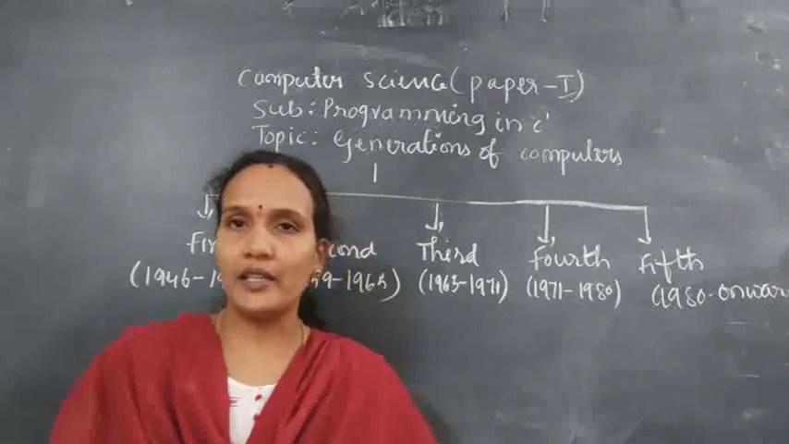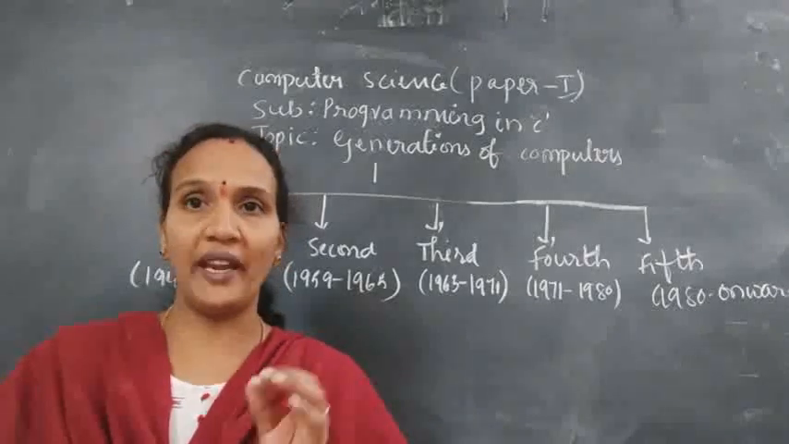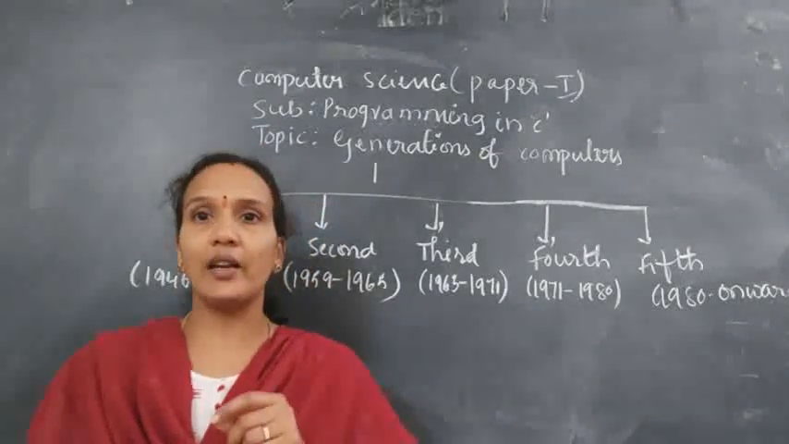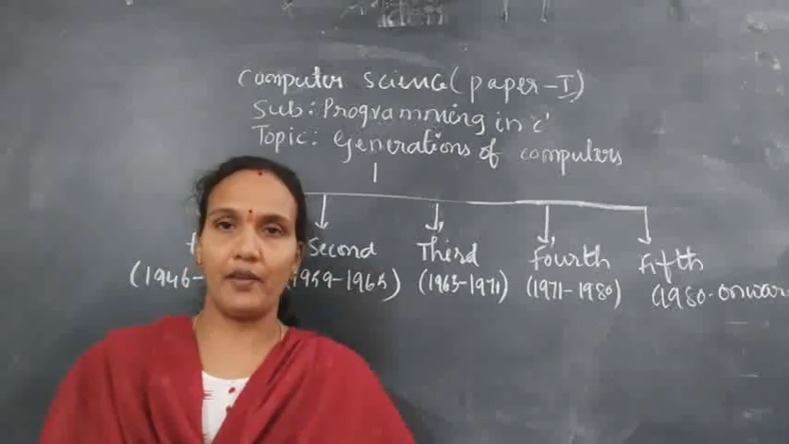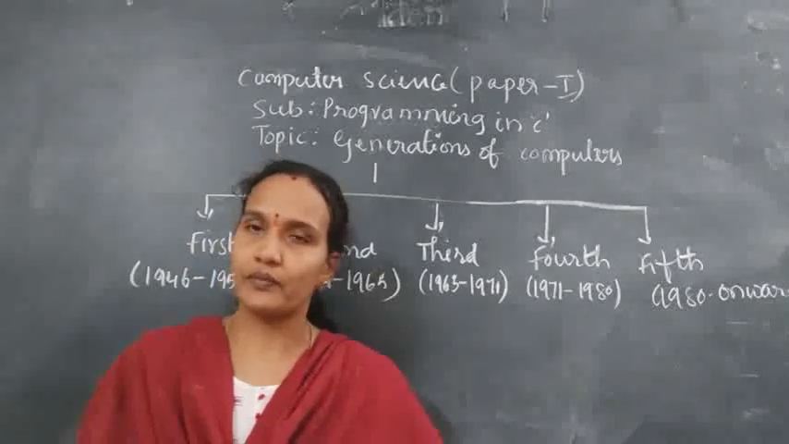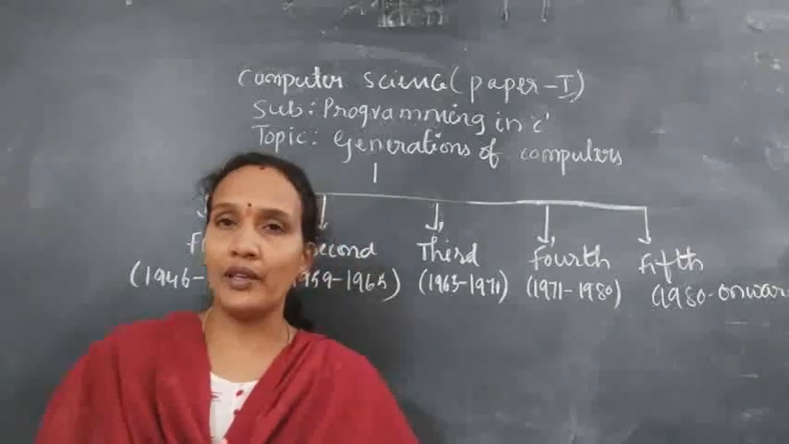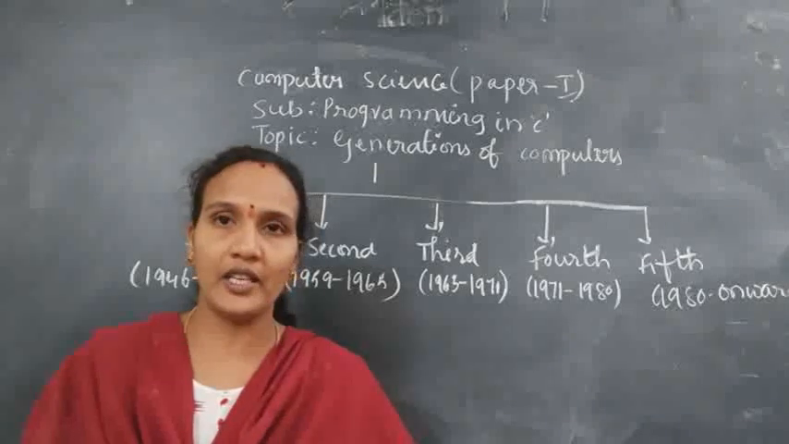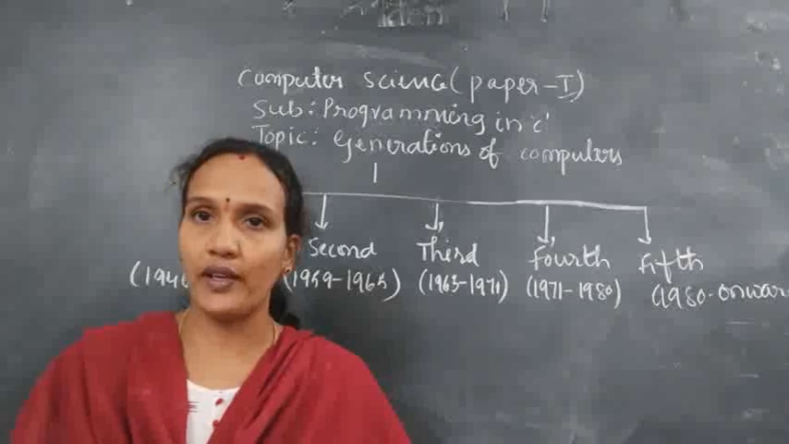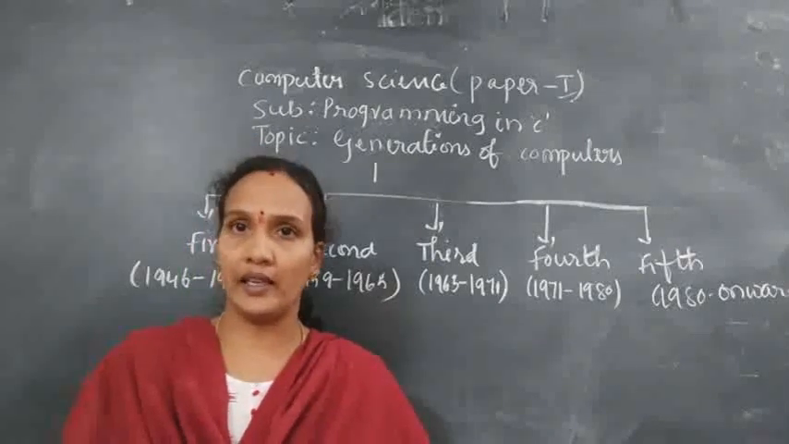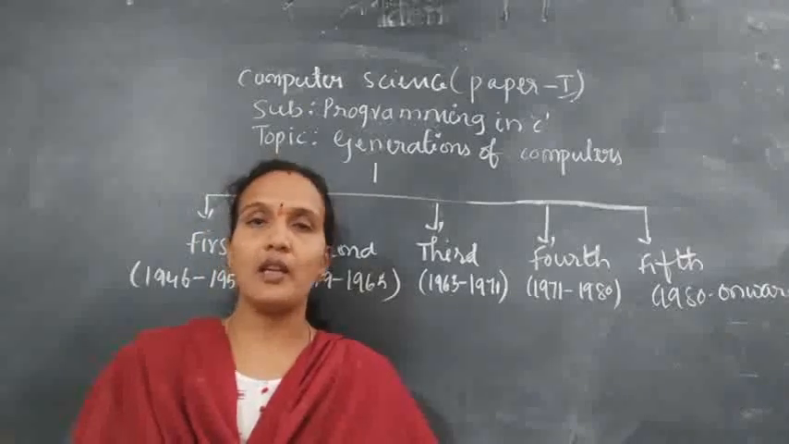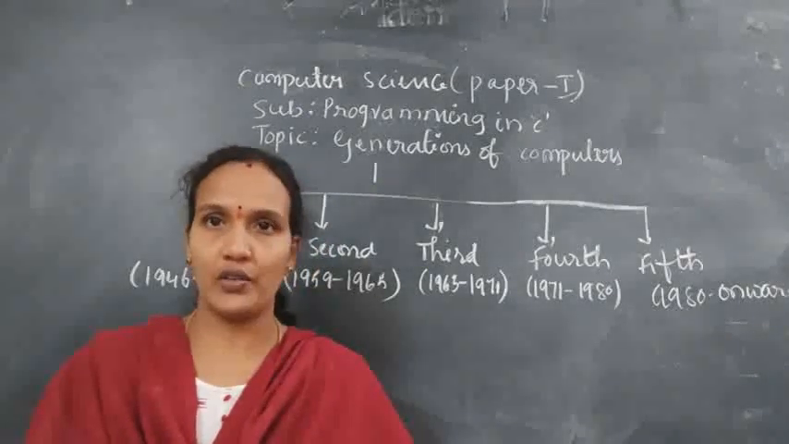It is based on the technical advancement, the technical development in that particular period. Based on that, we have 5 generations of computers. Understood, all of you? How will you distinguish the different generations? Underline this point: based on the technical development, the technical advancement in that particular period, we have 5 generations of computers.